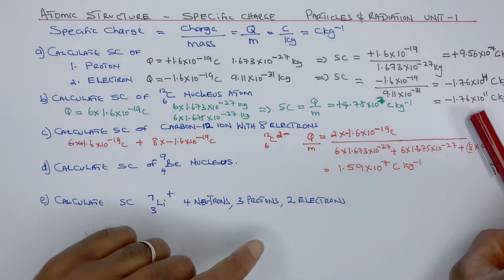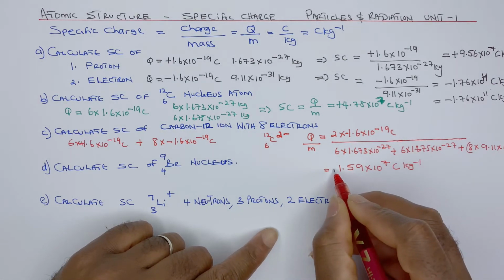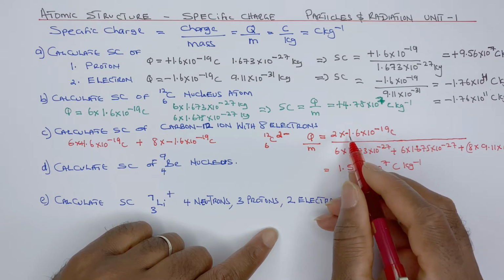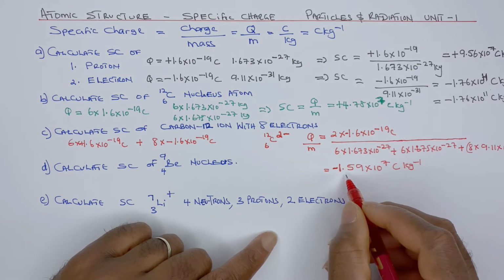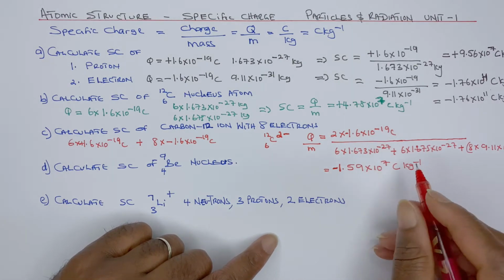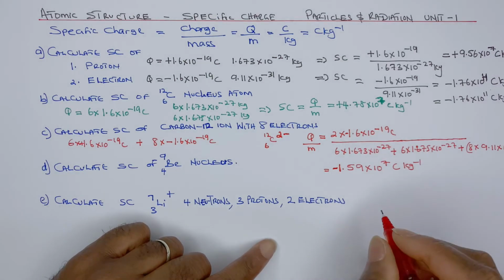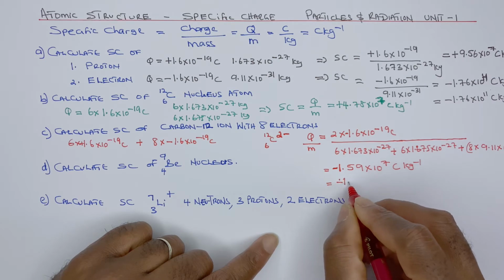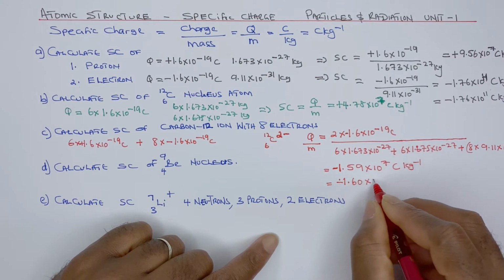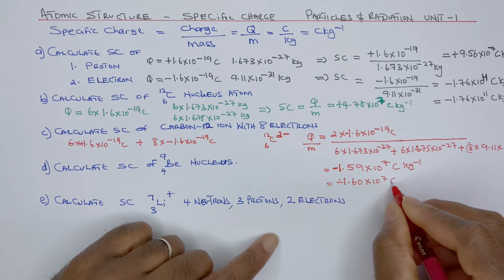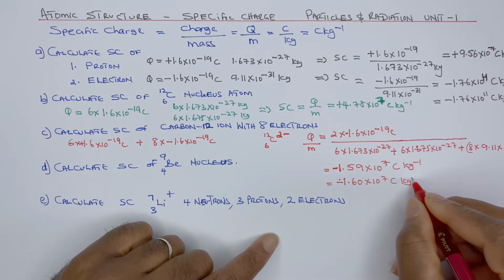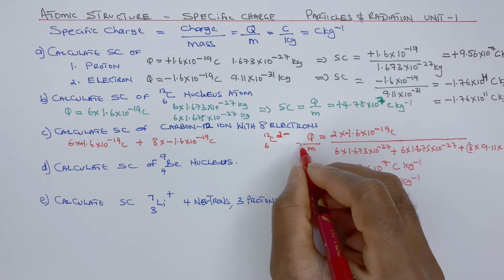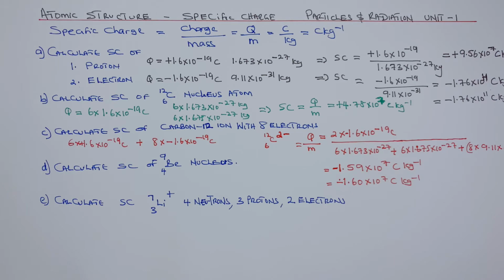So we need to put minus in there because remember it's a negative here, so that would be negative. Or you can say negative 1.6 times 10 to the power 7 coulomb per kilogram to 3 significant figures. So that would be minus 1.60 times 10 to the power 7 coulombs per kilogram. So that's the specific charge for carbon 12 with 8 electrons.